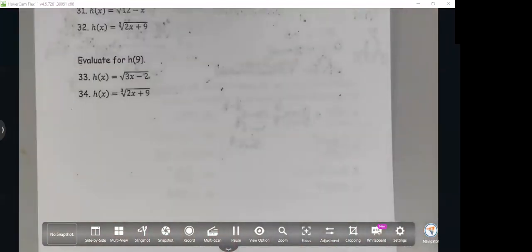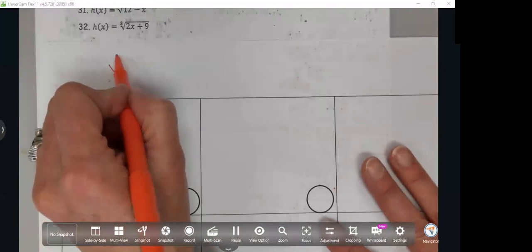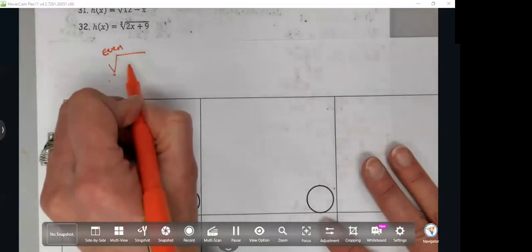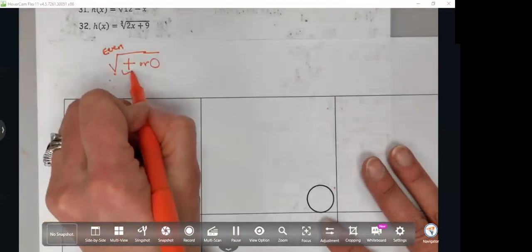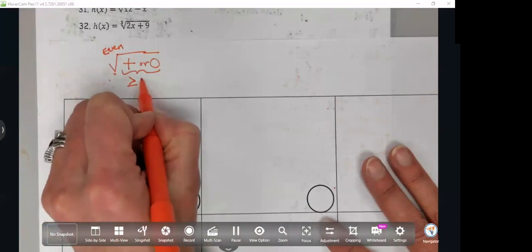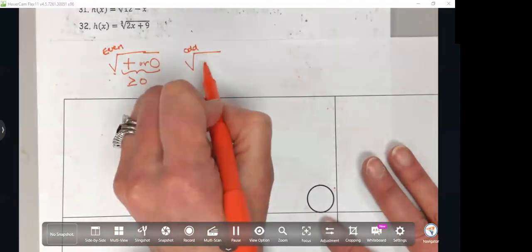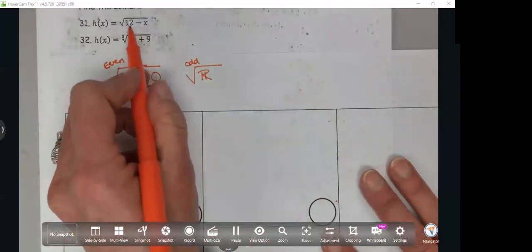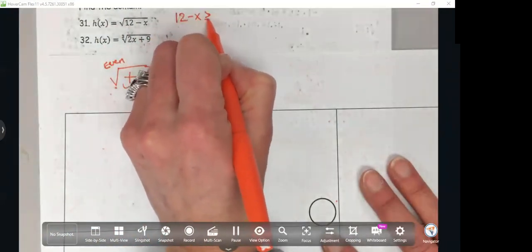Now, find the domain. When you think about domain, remember, when you have an even radical, this number must be positive or 0. So whatever's in here has to be greater than or equal to 0. If I have an odd index, then this number can be any number, okay? So in this situation, I've got an index of 2, so 12 minus x must be greater than or equal to 0. So then you just solve that.